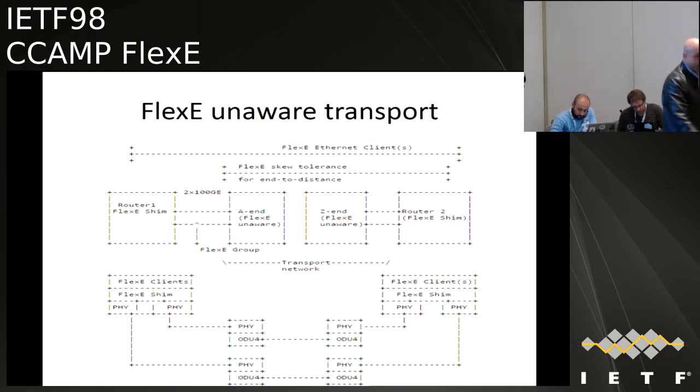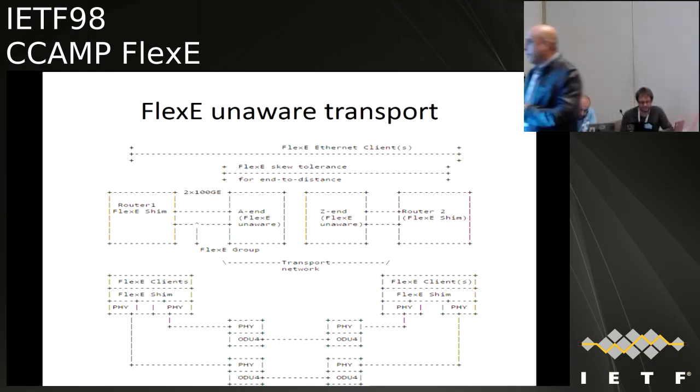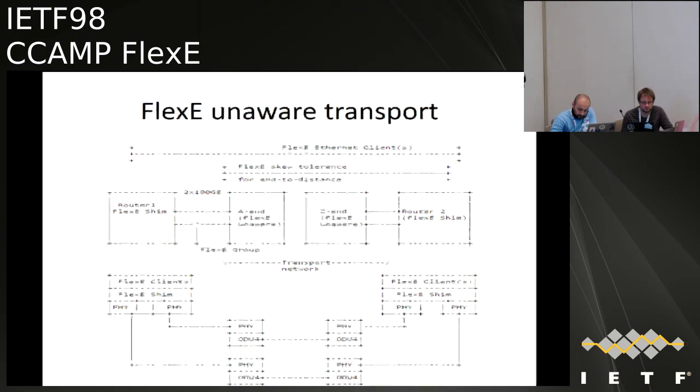Okay, if you look at this example: client, shim, two files, one for each file. This is where the transport network is starting. Now this could be in a transponder implementation. So here I'm carrying that file in ODU4, and this is one connection. This is another connection, and then they go over here. They're terminated over here, the FlexE shim is terminated there, and then I get my client out.